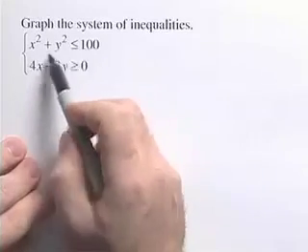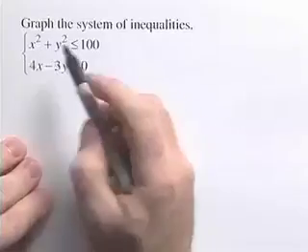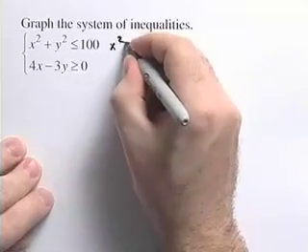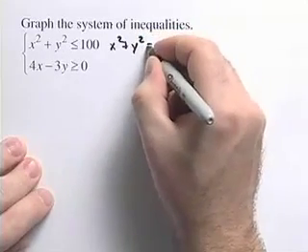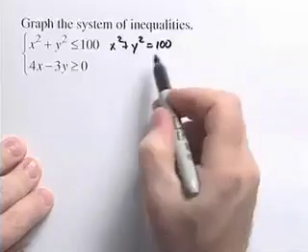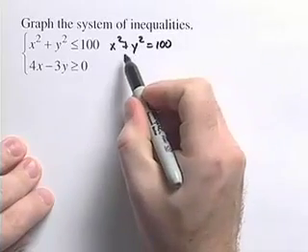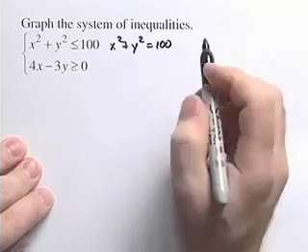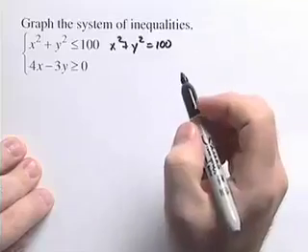See that the first inequality here, if we consider the equation x squared plus y squared equal to 100, is going to give us the graph of a circle. The center will be at the origin, and it'll have a radius of 10, because 10 squared is 100.